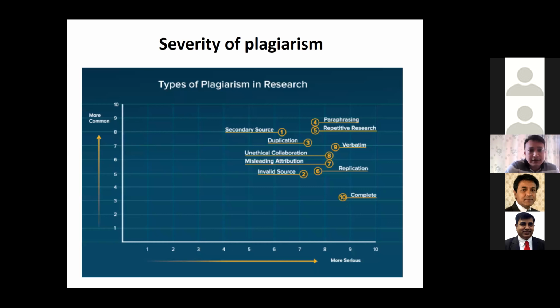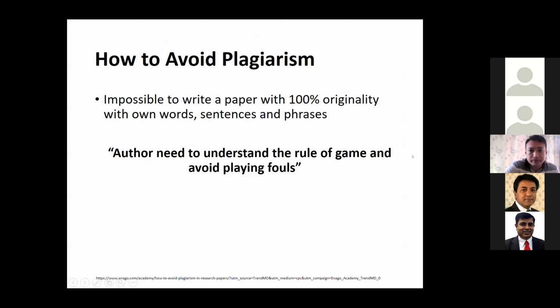So these are the different types of plagiarism, and according to the severity, as I have said, complete plagiarism is the most serious one, followed by verbatim and mosaic. And the most common plagiarism is paraphrasing. This is not very serious, but you have to understand how to avoid all these kinds of plagiarism.